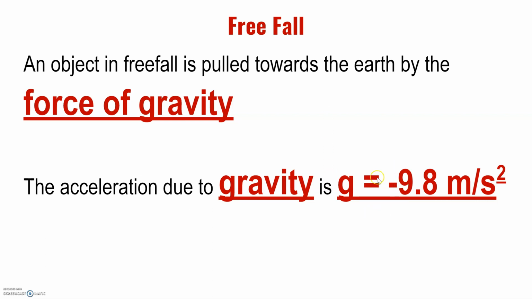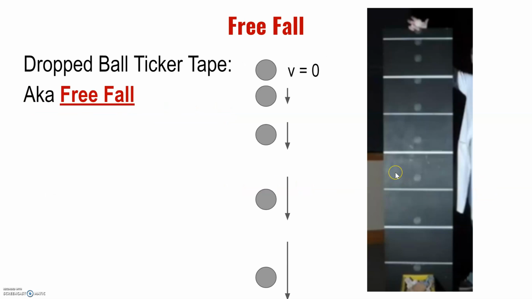We're adding the negative here because it represents that gravity, this acceleration, is in the downward direction. Okay, and we're defining down as negative. So in other words, at this point in time, when the object is in free fall, gravity is acting on it, and that's what's causing the ball to go downward.